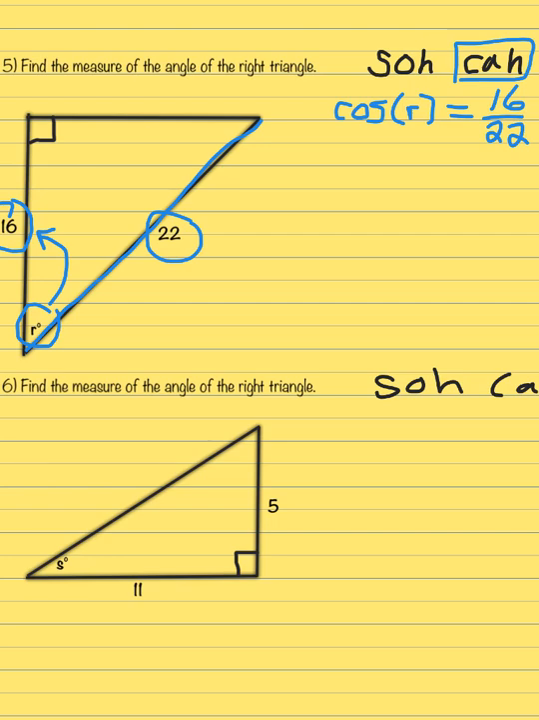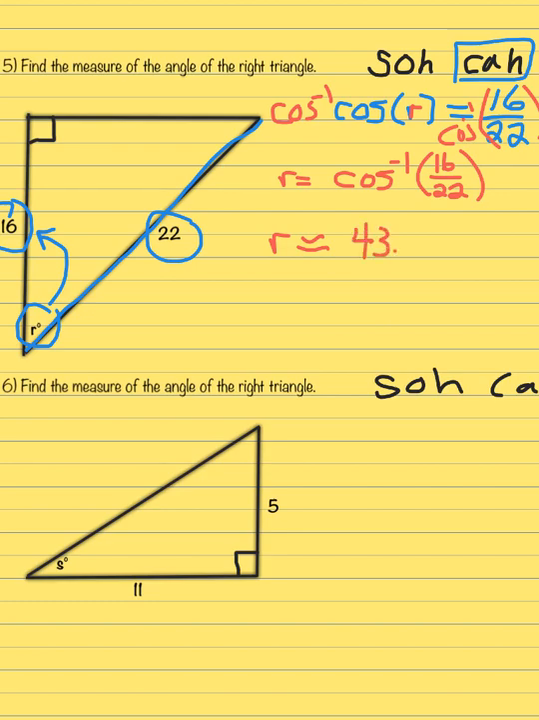Now on this one, in order to solve this, we need to get in and find the R. So to get rid of this cosine part, we have to do the opposite of cosine, which is the inverse cosine. Do it to both sides. R equals the inverse cosine of 16 over 22. And then we could type it into the calculator. R is approximately equal to the inverse cosine of 16 over 22, approximately 43.3 degrees.